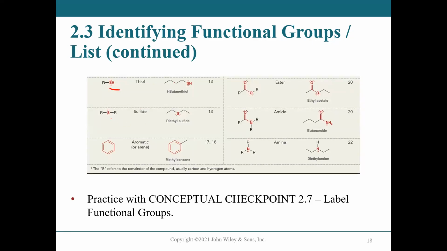You have a thiol, a sulfide, aromatic. There would be hydrogens all right here, but this is aromatic. Ester, where the R is double bonded to the oxygen. This would be a carboxylic acid. Now, if we get rid of the H and switch it out with an R, we have an ester. Amide is here, and an amine is on this one. So the only way to get better at this is just to practice.